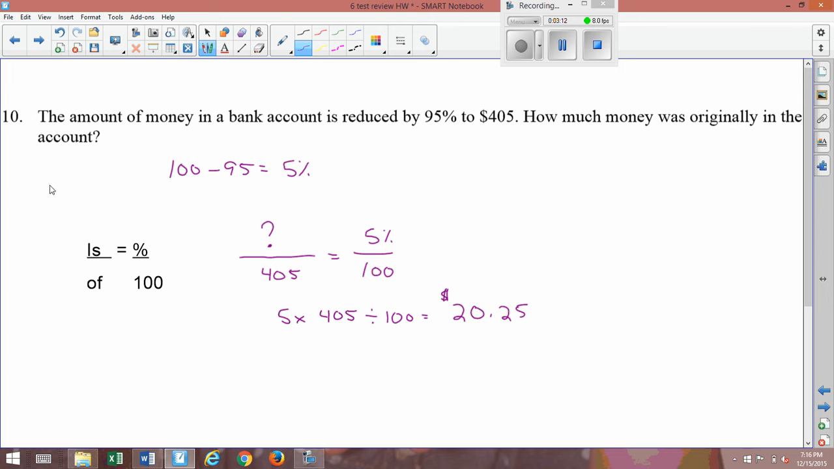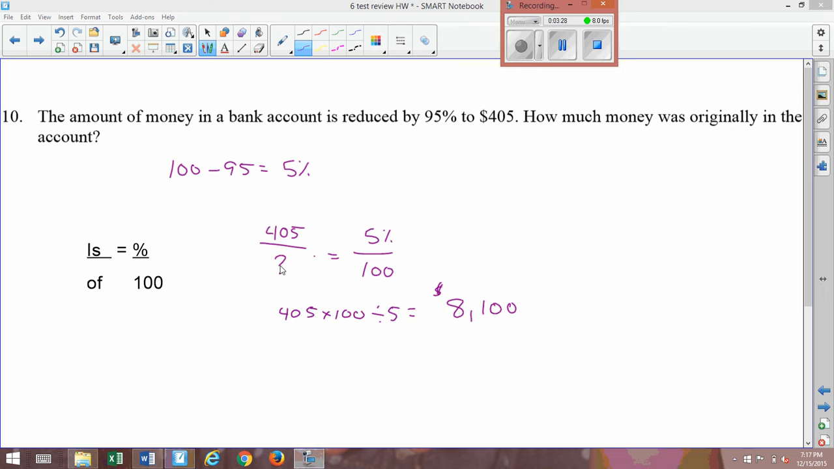The amount of money in a bank is reduced by 95% to $405. How much money was originally in the account? Well, we know that we're working with 5% because you take 100 minus 95 equals 5%. From there, I made a mistake, and we're trying to find, if 405 is equivalent to 5%, what the original amount was. Or to say, 405 is 5% of what number? And then you end up with $8,100. That one's a tough one.